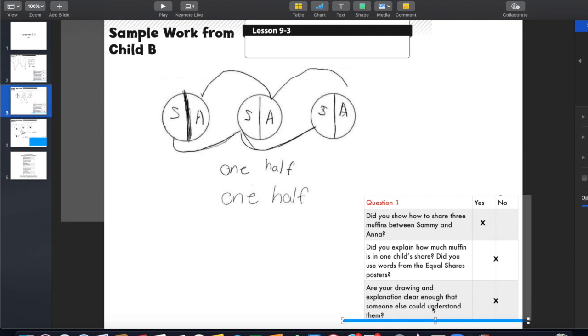Are your drawing and explanation clear enough that someone else could understand them? And I put this in the middle because I think the picture really is clear. I like how they use this to say these parts belong to S and these shares belong to A. But like I said, the explanation is not clear. So that might be a place where that student needs to revise their written work.